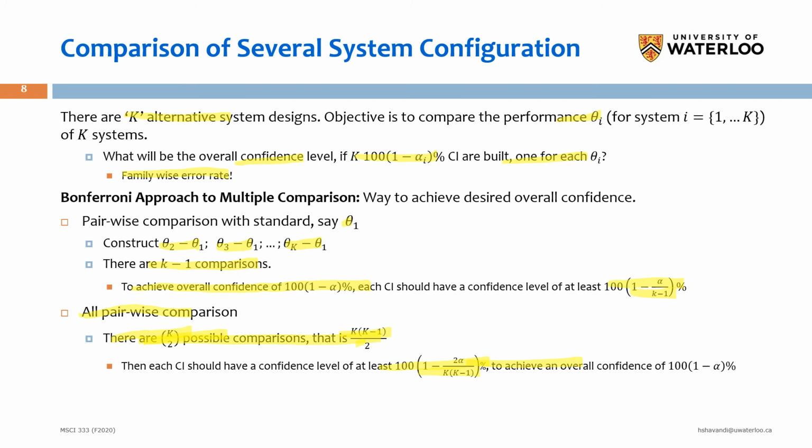So here, the concept is this: we are widening the confidence interval for each case in order to have the desired confidence level in total for all comparisons. Okay.